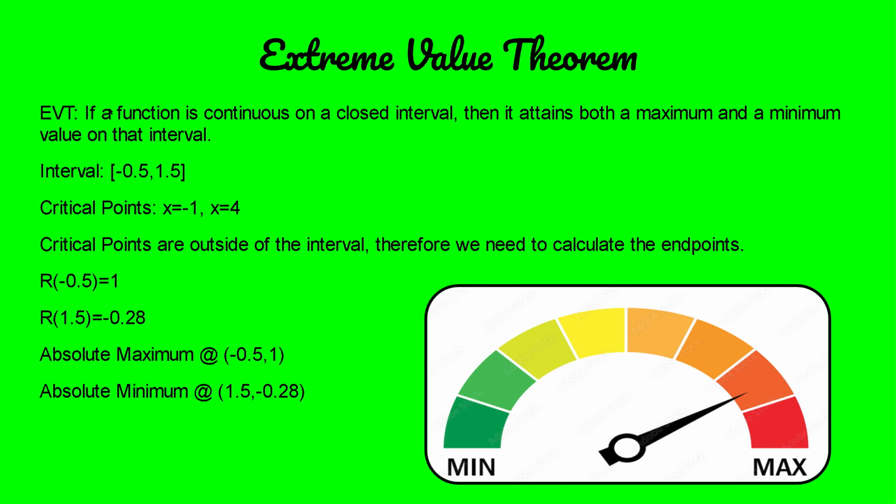The extreme value theorem states that if a function is continuous on a closed interval, then it attains both a maximum and a minimum value on that interval. So I chose a different interval for this one. It was -0.5 to 1.5. Our critical points are -1 and 4, as we stated earlier, but these critical points are outside the interval, so all we need to do is use the endpoints. Once we calculate the endpoints, we get that r of negative 0.5 is equal to 1, and r of 1.5 is equal to negative 0.28. So our absolute maximum is (-0.5, 1), and our absolute minimum is (1.5, -0.28) on this interval.